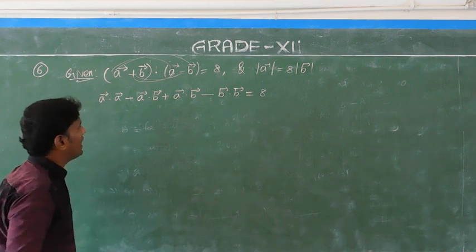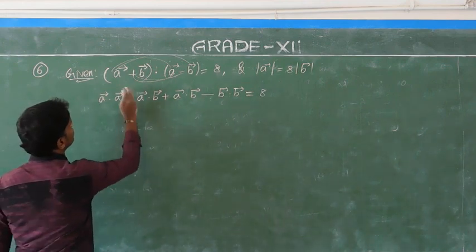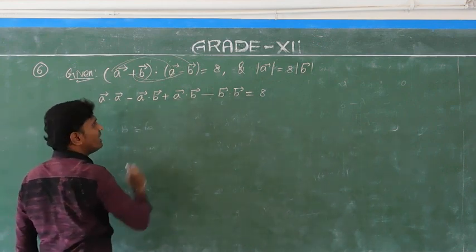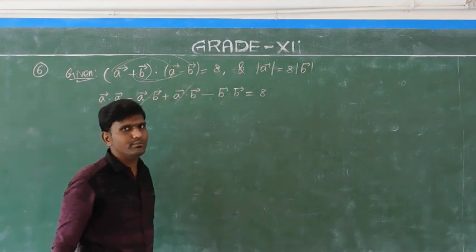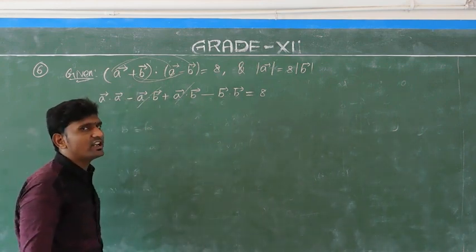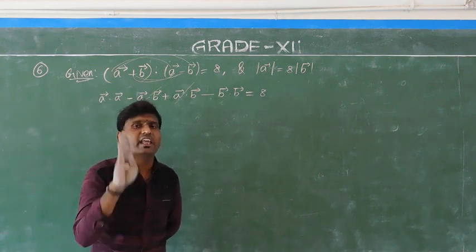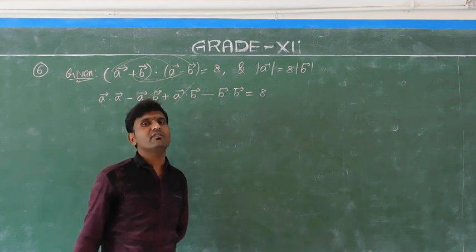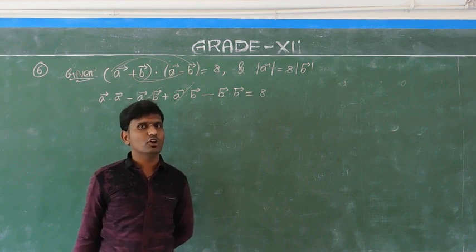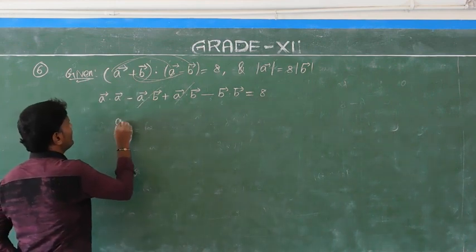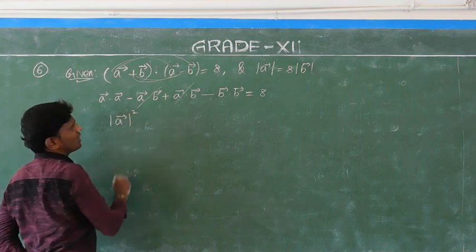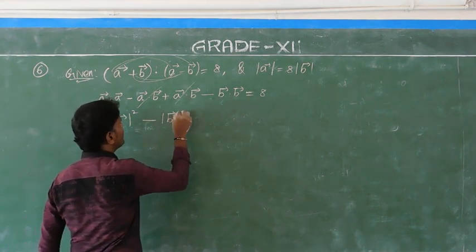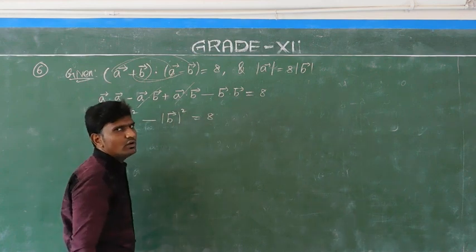8. Okay. Now listen. Here plus a dot b and minus a dot b on both sides cancel. Now a vector dot a vector, I already told you from the observation, equals the modulus of a vector the whole square. Now I am taking a vector the whole square minus, as per the same, b dot b, which equals the modulus of b vector the whole square, which is equal to 8.